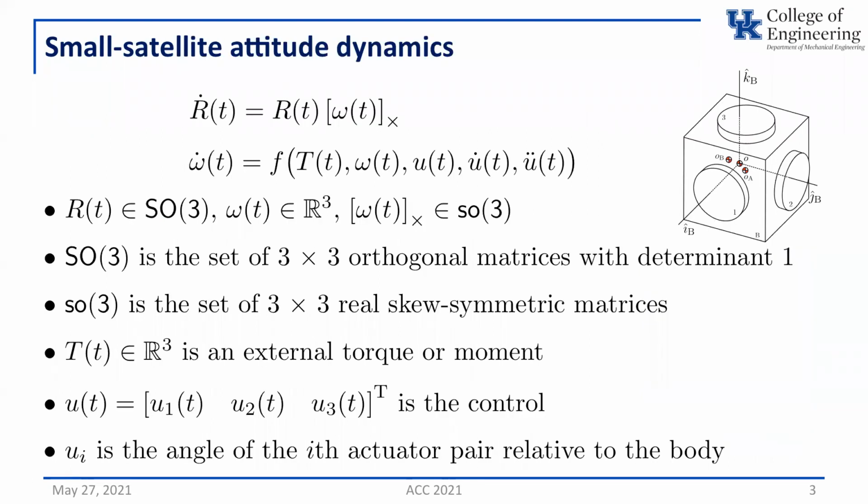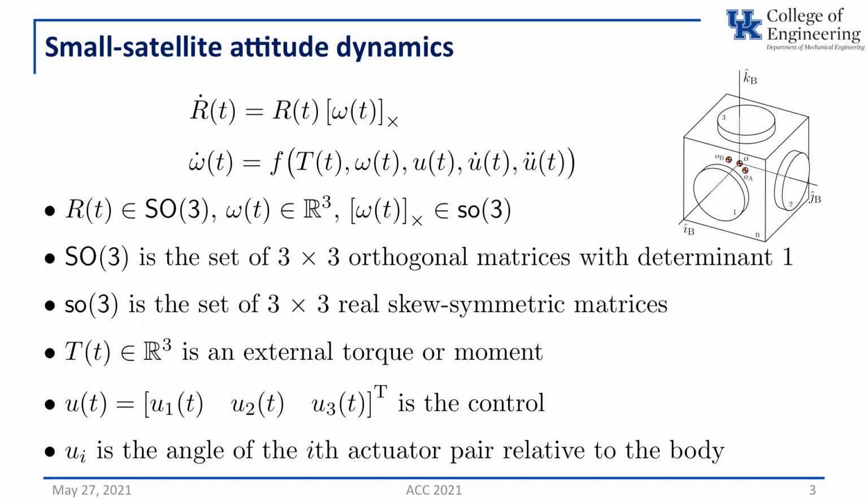Our satellite system consists of a rigid body B and three pairs of rotational mass actuators mounted along the three body-fixed orthogonal axes. The kinematics of the satellite system is given by R dot equals R omega, and the dynamics is given by omega dot equals this function f. Here R denotes the attitude of the satellite. R is an element of the special orthogonal group SO(3).